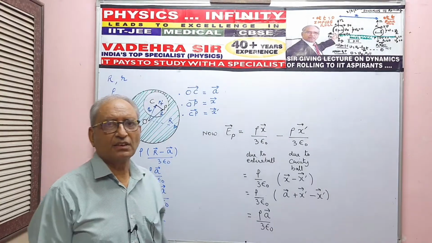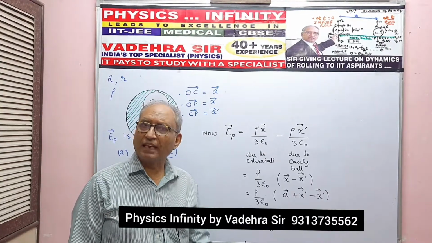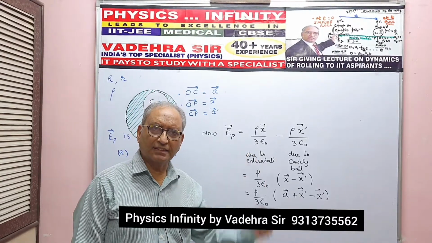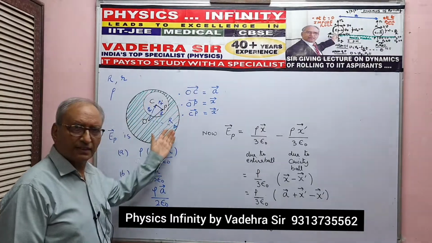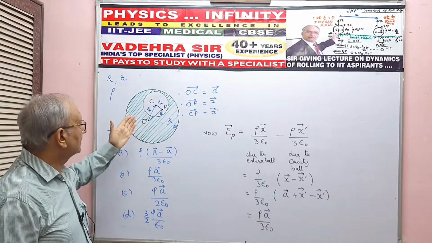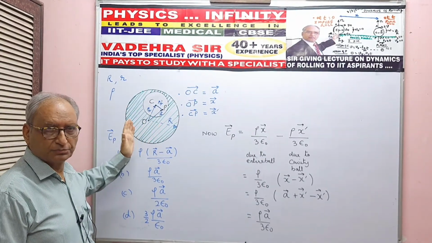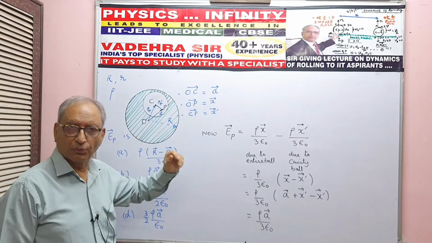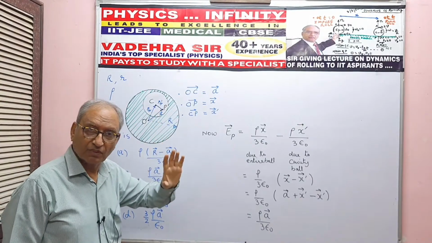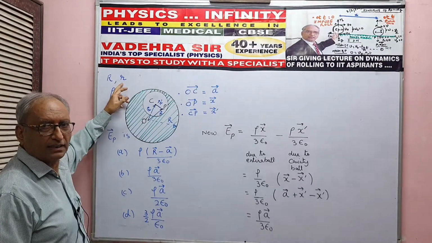Again, I'm taking on a tricky, interesting, small, challenging problem on a dielectric sphere with a cavity in it. The problem is like this. There is a dielectric sphere of radius R, capital R, and its center is O. It has a uniform volume charge density rho. But this dielectric sphere has a cavity of radius small r.